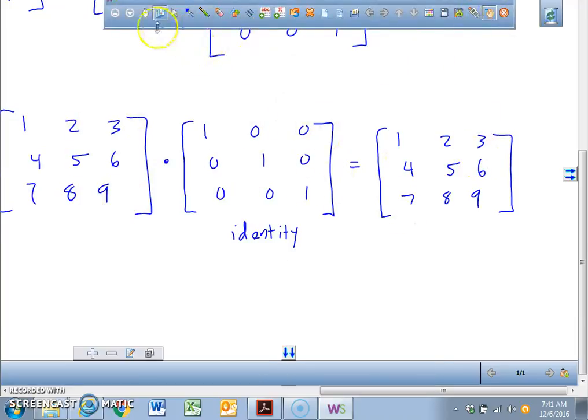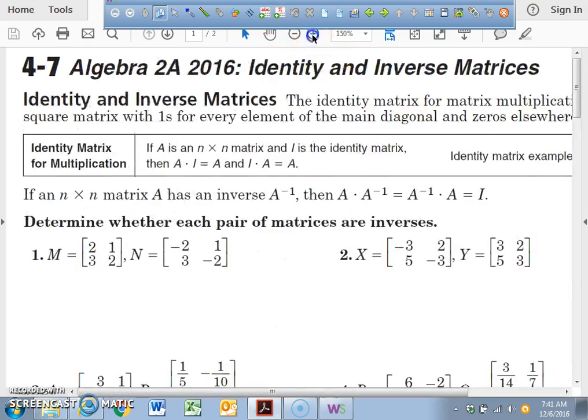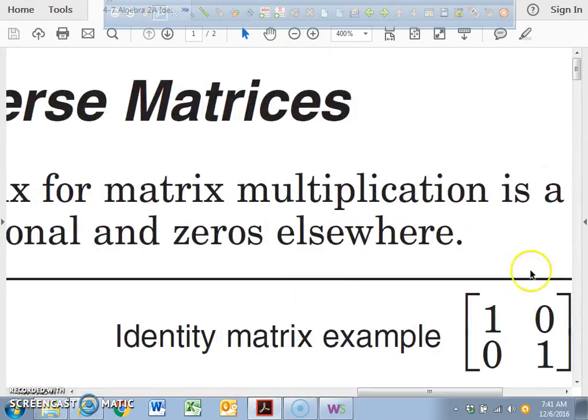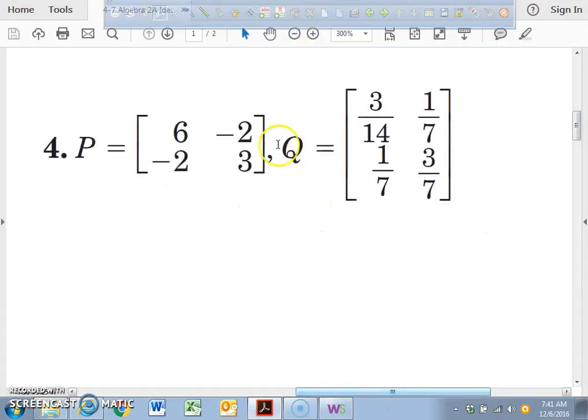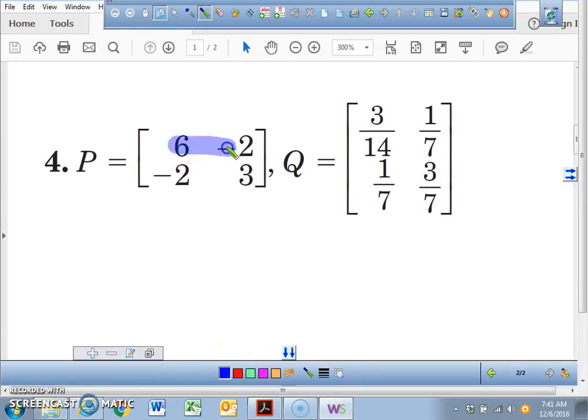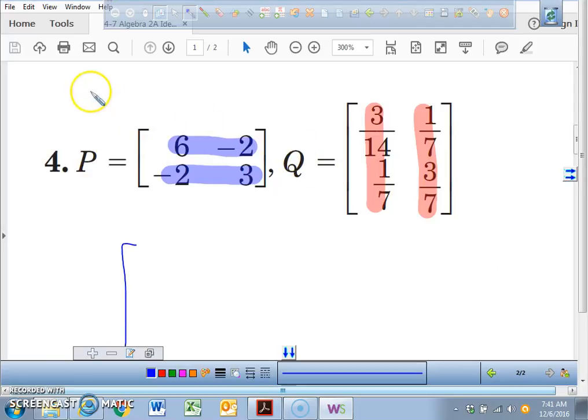So when we go back to problem number 4, it asks us to determine whether or not these matrices are inverses. I'm going to zoom in on problem 4 because it deals with fractions. What we're going to do is multiply this row and this row times this column and this column. We're multiplying matrix P times matrix Q. If we get the product of 1, 0, 0, 1, what does that tell us about P and Q? Those are inverses.